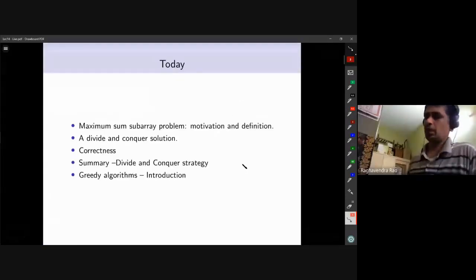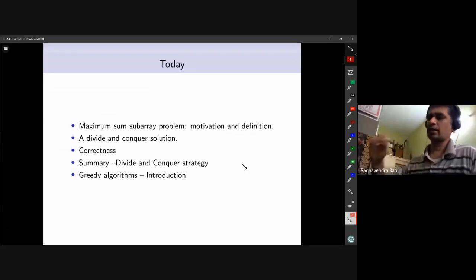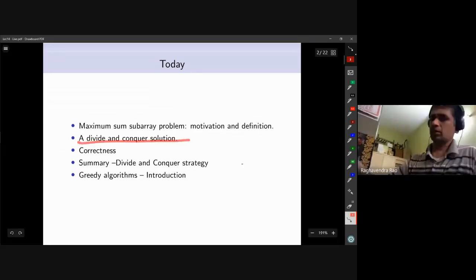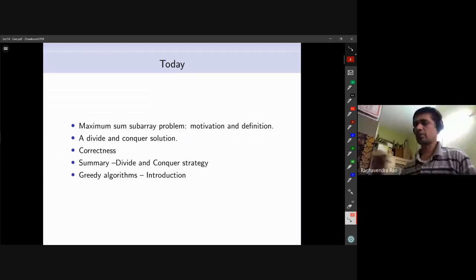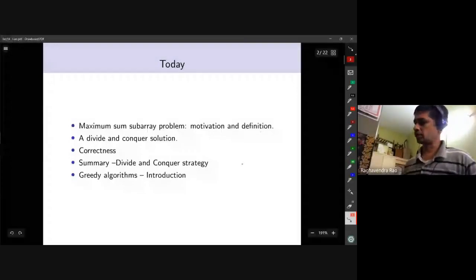Today we are going to look at the maximum subarray problem. Towards the end of yesterday's lecture, we started defining the problem and arriving at a solution. So today we are going to discuss a divide and conquer solution, and we'll summarize the divide and conquer strategy for developing algorithms. If possible, we'll give a brief introduction to greedy algorithms.